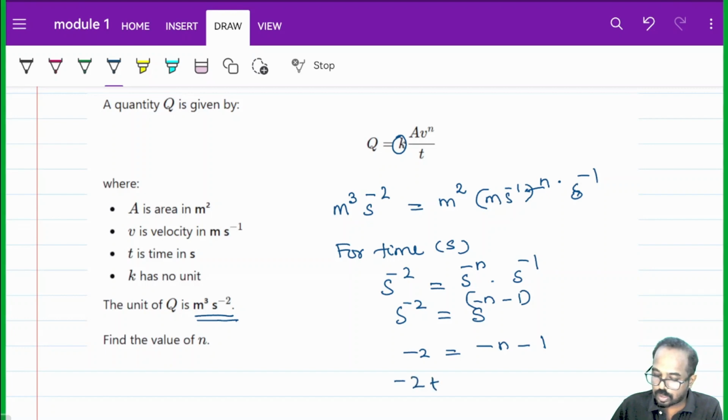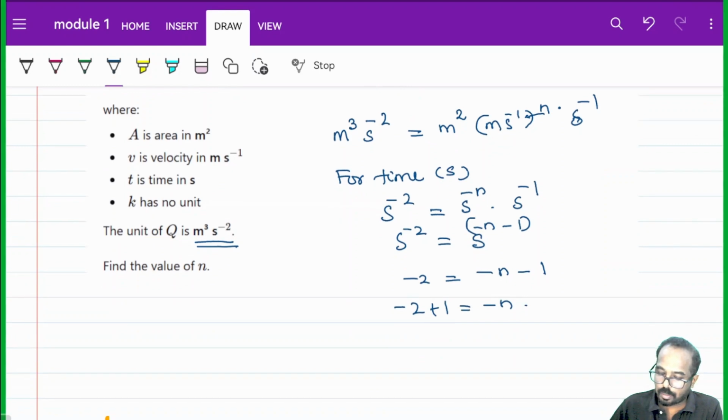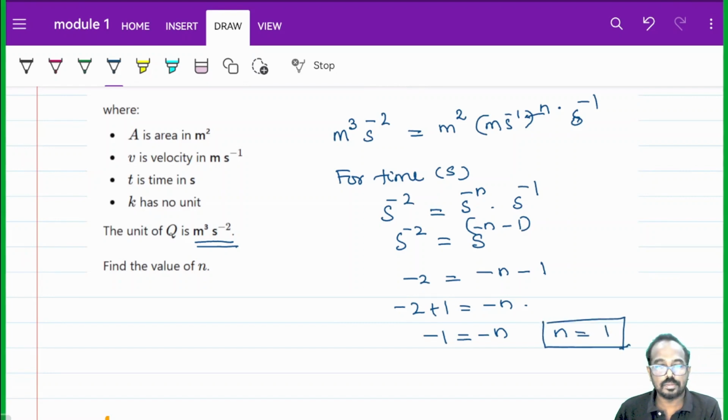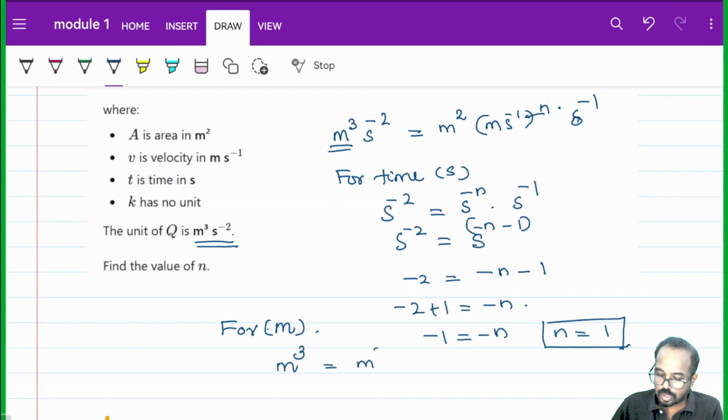Minus 2 plus 1 is equal to minus n. So it will be minus 1 is equal to minus n. So n is equal to 1. This is the answer. And you can check for the other quantity also. Meter is also there, m. Left hand side meter to the power 3 will be equal to meter square multiplied by this, n is multiplied here also. So m to the power n.